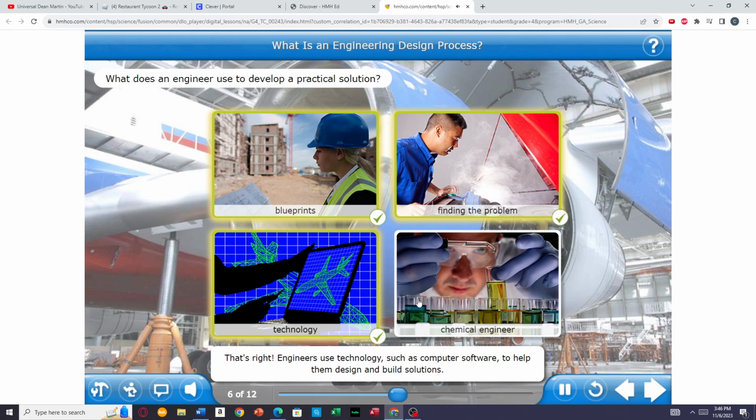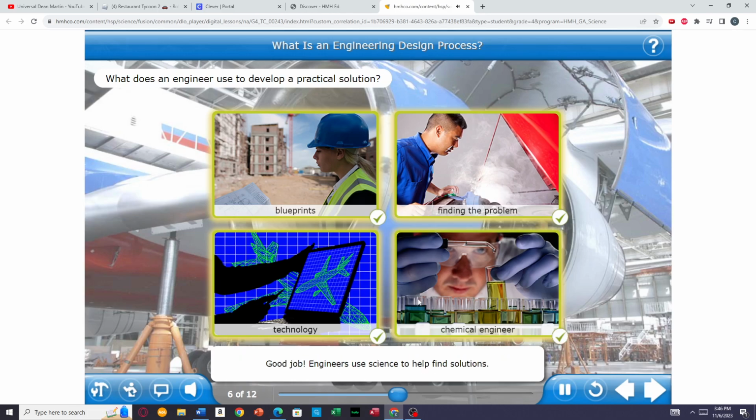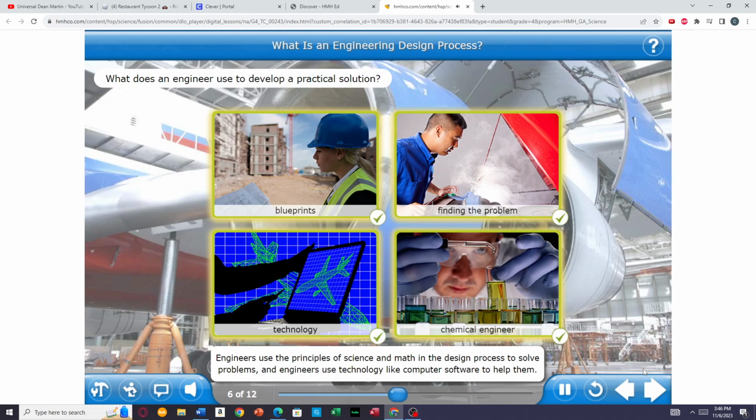That's right. Engineers use technology, such as computer software, to help them design and build solutions. Good job. Engineers use science to help find solutions. You know that all the answers are correct. Engineers use the principles of science and math in the design process to solve problems, and engineers use technology like computer software to help them.